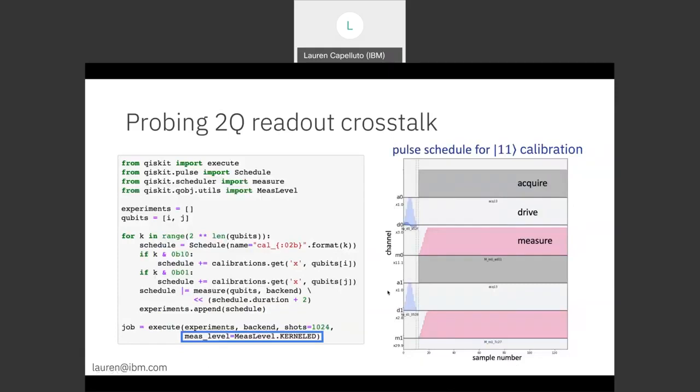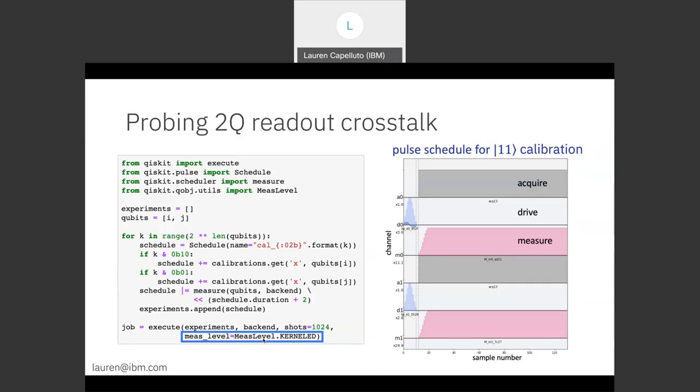Again, it only takes about a dozen lines of code to set up this entire experiment. So the important thing to note in this Qiskit code here on the left is that we're using kerneled measurement levels. So that means that when we get our measurement data back, we're going to get complex valued points rather than already classified data, as we would normally get for quantum circuits.